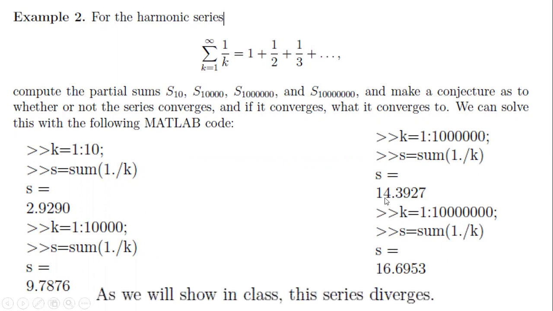As you can see, this is actually a divergent series, because as k approaches infinity, it has no convergent value. The values keep changing. From k equals 1 to 10, it is only 2.92, while at 10,000 it already became 9. Then at 1 million, it became 14. Then at 10 million, this will give us this value.